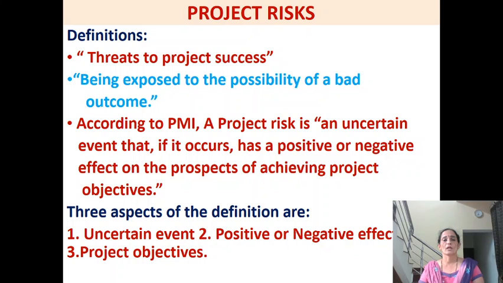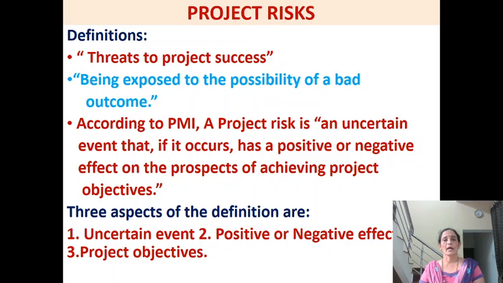So when you go through this definition, you come across three different aspects in it. The first one is uncertain event. Risk means the possibility of profit or loss in an uncertain event. The happening of that event itself is uncertain. An event may happen or an event may not happen. That is called uncertainty.